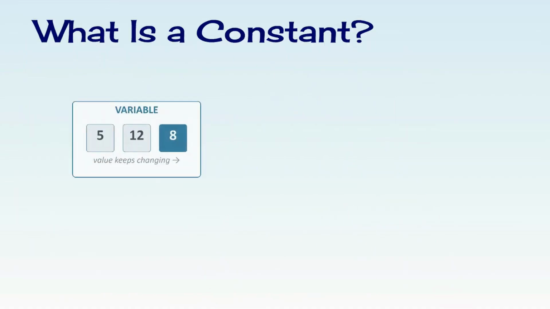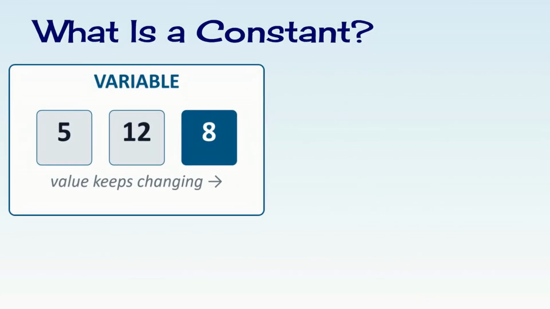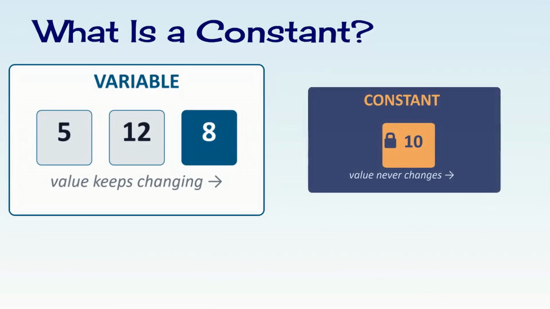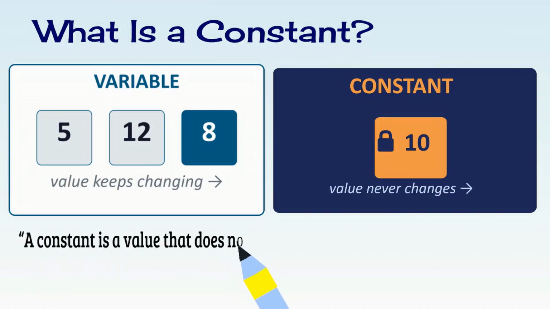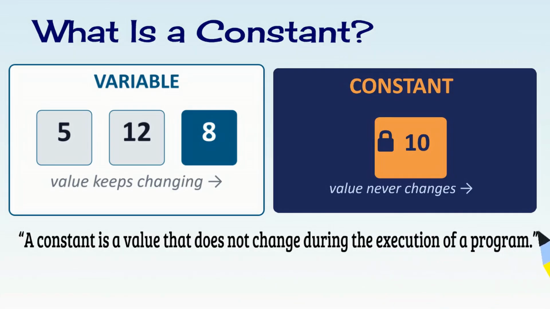In our previous lessons, we learned about variables. A variable stores a value that can change while the program is running, but sometimes we need a value that should never change. Such a value is called a constant. We can define a constant as follows. A constant is a value that does not change during the execution of a program.